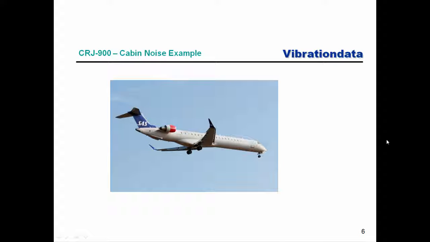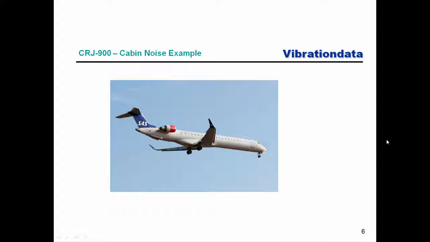So here's an example. Now, I've got this posted on my blog. I was a passenger in this CRJ 900 regional jet with turbofan engines. This is just a typical photo of the type of aircraft that I was in. It was a different airline. And what I did is I made a recording inside the cabin as the aircraft was at its cruise altitude. And I did this just using my Android phone.